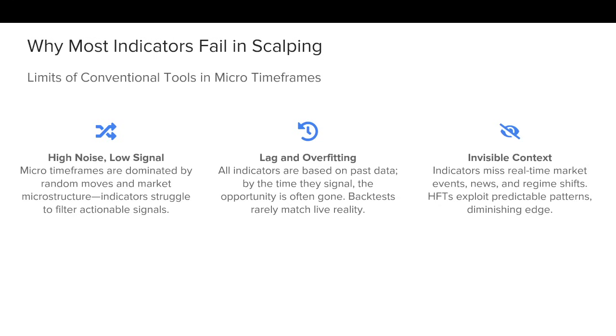Number three, invisible context. Indicators miss real-time market events, news and regime shifts. HFTs exploit predictable patterns, diminishing edge. This basically means if news hits in real time and you are using a 26 period moving average, the new data has only about 1/26th of the weightage. By the time you realize the market is going up, it has already gone up by a few percentage points or maybe 100 points. Then you see, okay, now the indicator has turned.